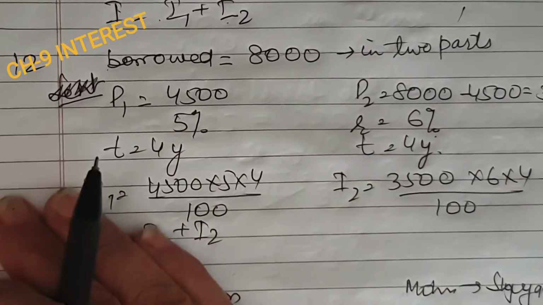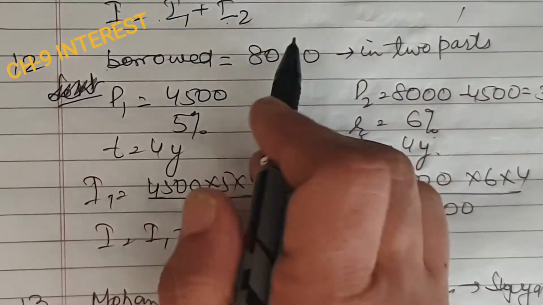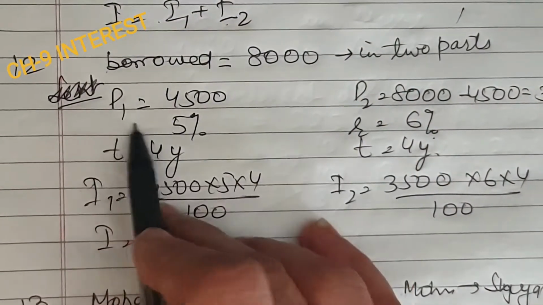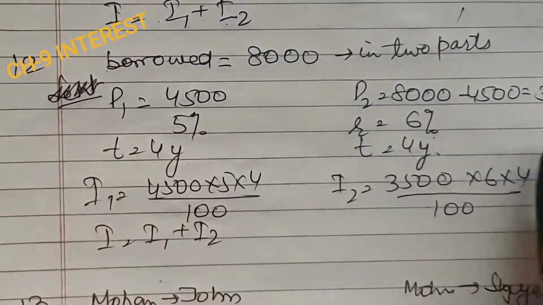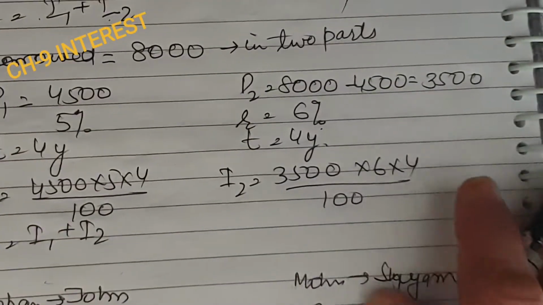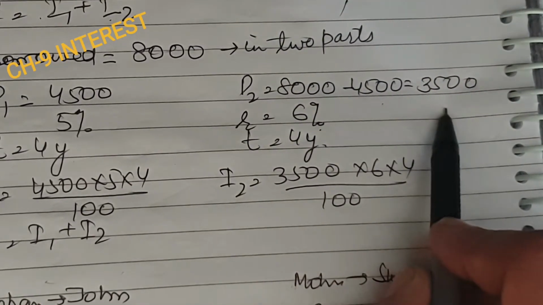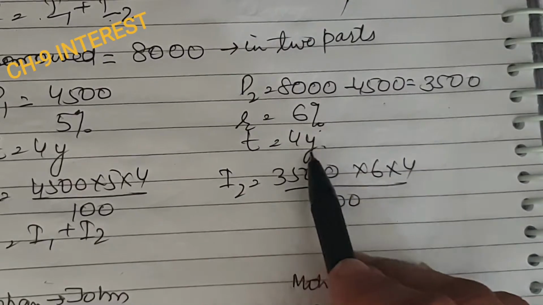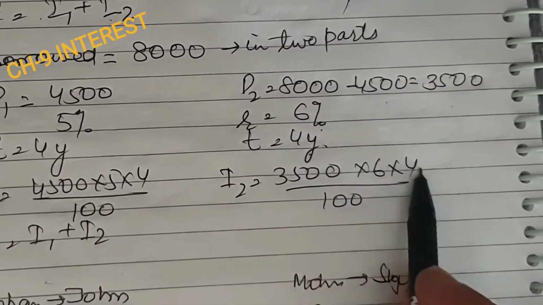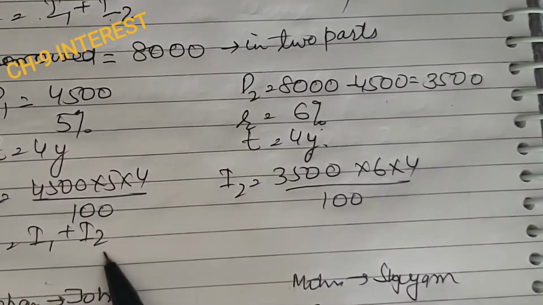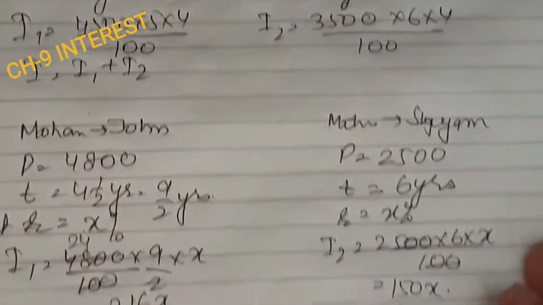So in the 12th question also the money is borrowed in two parts, 8,000. So it is 4,500 at 5% for 4 years, whereas P2, that is 8,000 minus 4,500, the rest of the money, that is 3,500, at a rate of 6% for 4 years. So you can find I1 and I2. So that is the total interest to be paid.